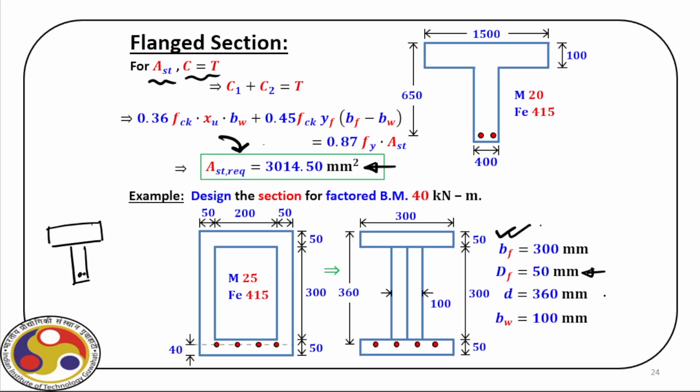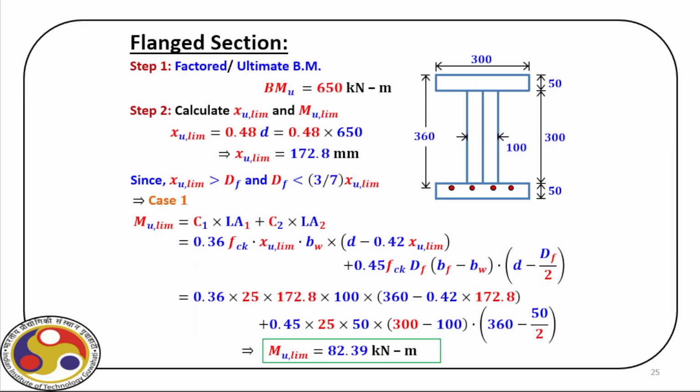Then we can calculate what is this D. And then we already know BW. So we can follow the design steps as we have already identified. First, we find out XU limit. Then we check the location and the limiting moment capacity for a balanced singly reinforced section. If that is sufficient enough, fine. Otherwise, we have to follow the procedures depending upon the location of the neutral axis.